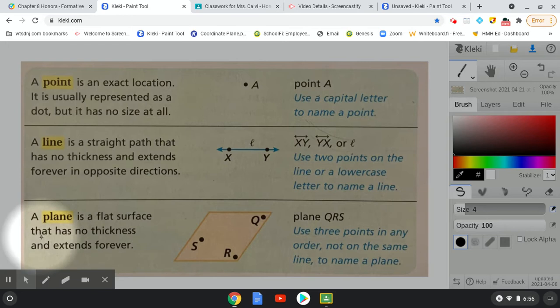All right. The next one, a plane, is a flat surface that has no thickness and extends forever. So whenever we're talking about a plane, it is a flat surface. It is not three-dimensional. And here it says plane QRS. It says use 3 points in any order, not on the same line, to name the plane. So any order. They named it plane QRS. It could be named plane SRQ, etc. All right, so you might want to pause so you can copy this into your notes section of your binder.